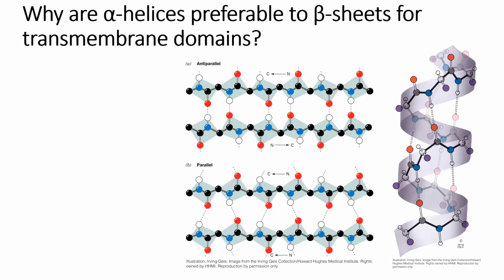So pause the video now and take a couple minutes to take a look at these two images of the beta sheet and the alpha helix and see if you can come up with some reasons structurally why an alpha helix might be more favorable as a transmembrane domain versus beta sheet.